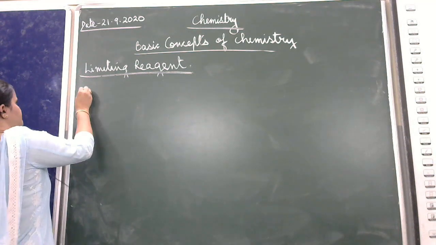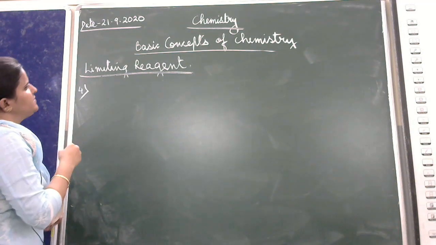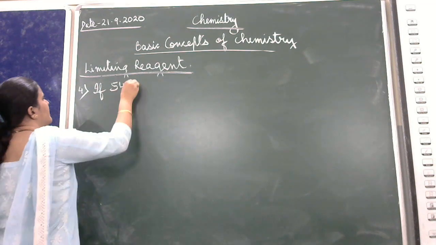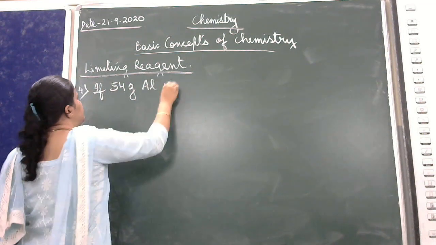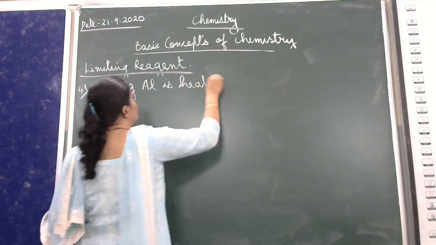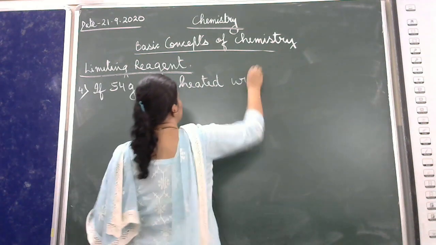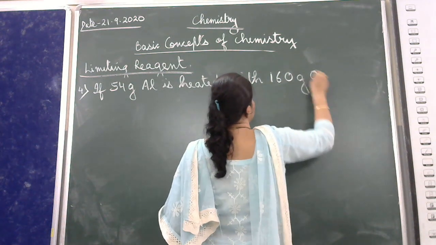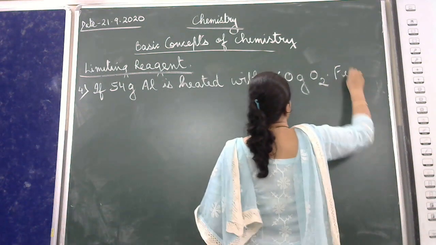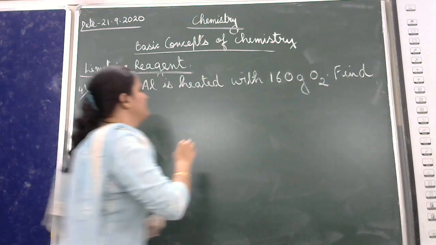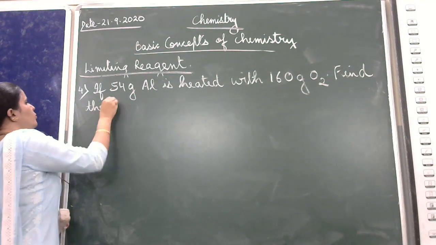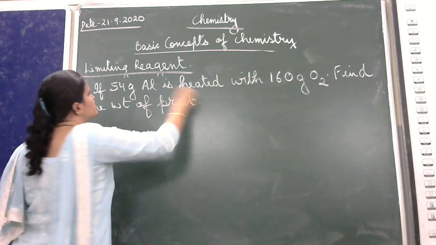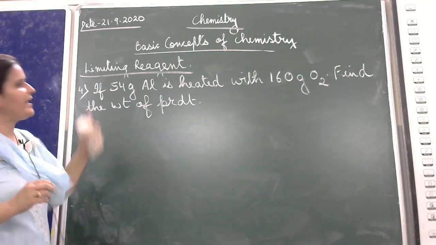See, I'm writing question number 4. Suppose the question says, if 54-gram aluminium is heated with 160 gram of oxygen, find the weight of product. Now, again, see in this question, first thing is you need to write up the equation.